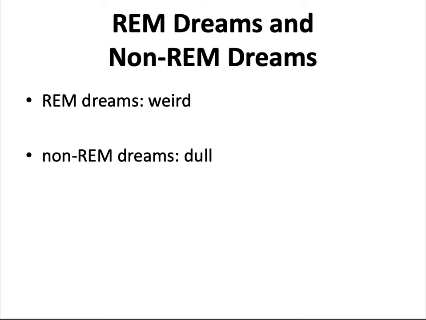REM dreams versus non-REM dreams. In short, REM dreams are weird and non-REM dreams are dull. REM dreams are more likely to be bizarre and include intense emotions, visual and auditory hallucinations, and uncritical acceptance of illogical events. Non-REM dreams, on the other hand, are relatively dull. For example, you might dream about what sweater you should wear.